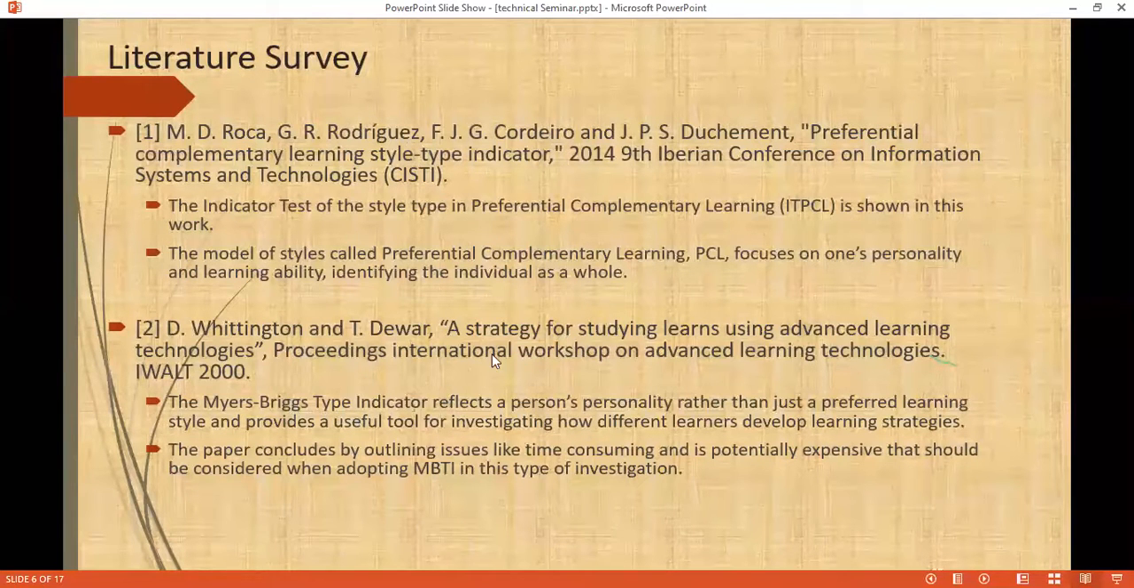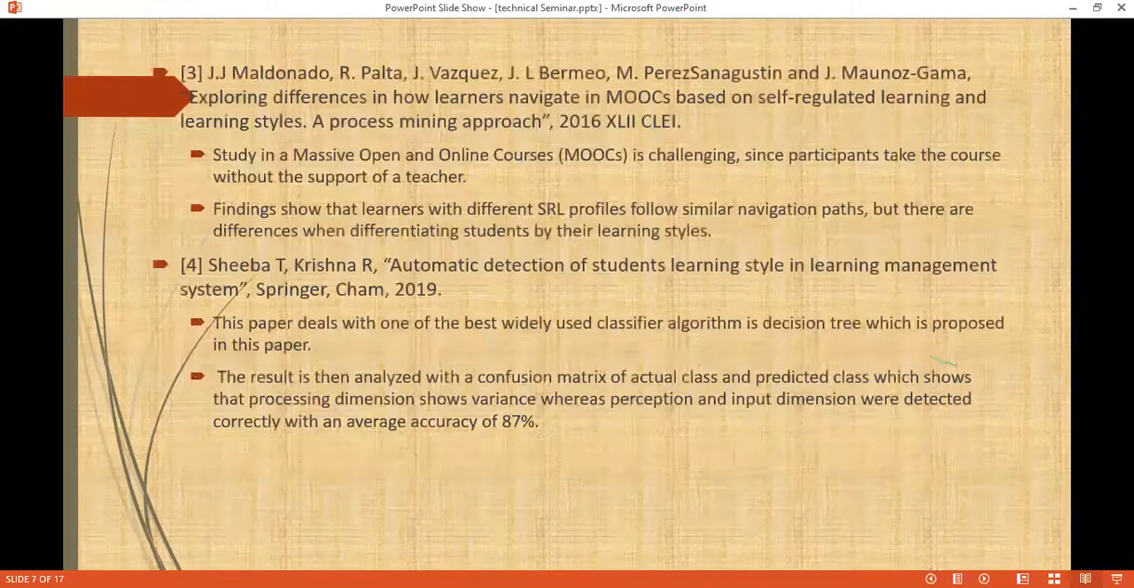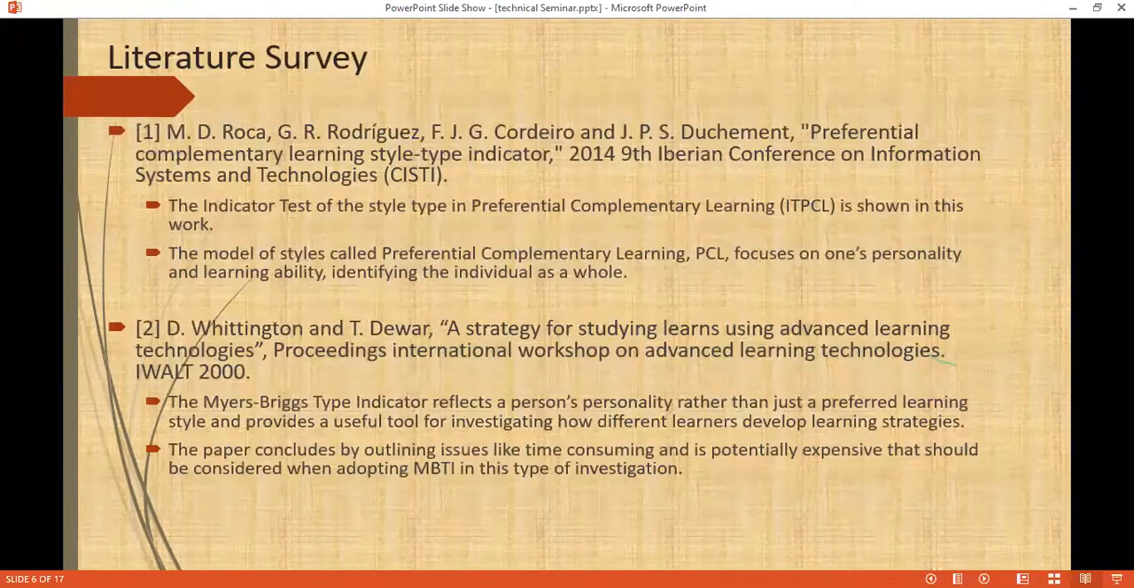Coming to the second paper, a strategy for studying learners using advanced learning technologies. They were using the Myers-Briggs Type Indicator. It is a tool which deals with psychological questions, self-report questionnaires. But they concluded that this tool has disadvantages like being time consuming and potentially expensive to adopt, MBTI.